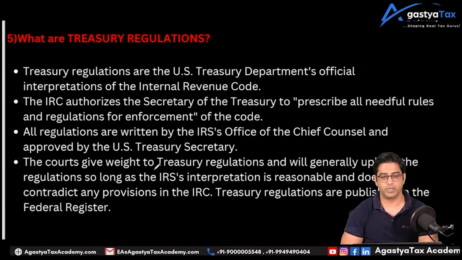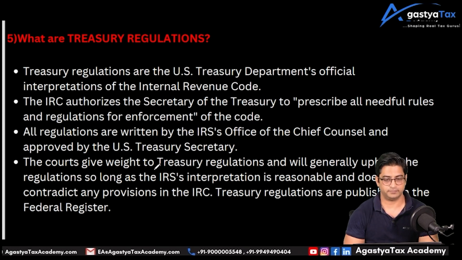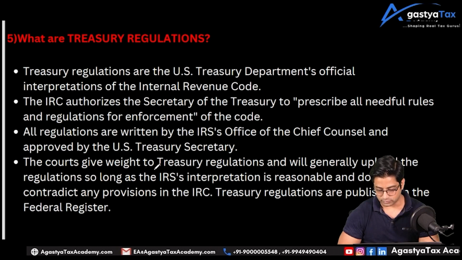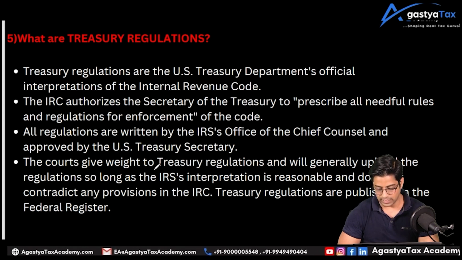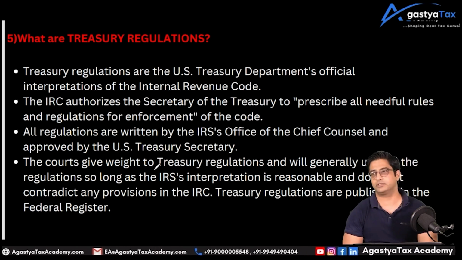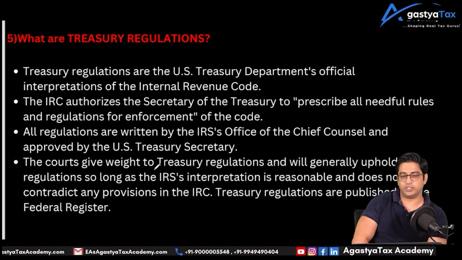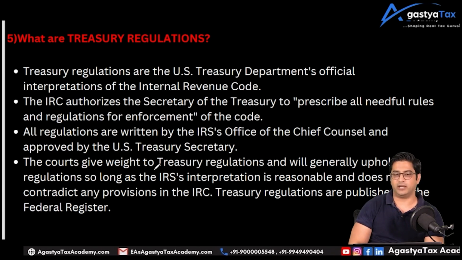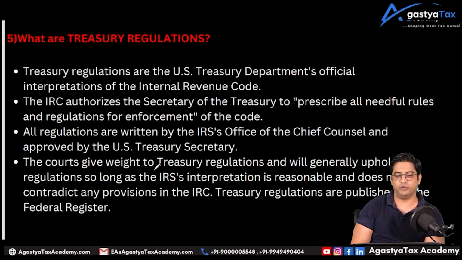Please write the next question. What are treasury regulations? Like I've explained, this can be considered as a substantial authority. The first document that we can consider is treasury regulations. In the previous question, we understood treasury regulations, right? So what are we saying? Treasury regulations are the US Treasury Department's official interpretation of the Internal Revenue Code. This is the official representation of the Internal Revenue Code. The Internal Revenue Code authorizes the Secretary of the Treasury to prescribe all needful rules and regulations for enforcement.